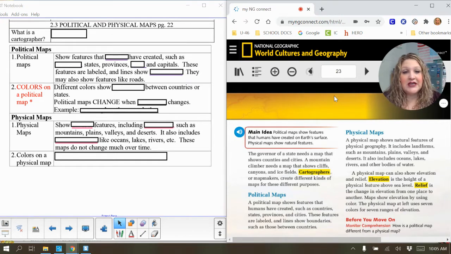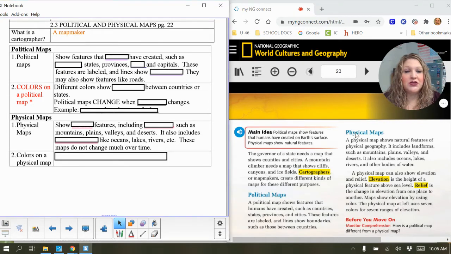The governor of a state needs a map that shows counties and cities. A mountain climber needs a map that shows cliffs, canyons, and ice fields. Cartographers or map makers create different kinds of maps for these different purposes. So our answer here is highlighted. Cartographer is a map maker. So it's just kind of a little more fancy name for a map maker.